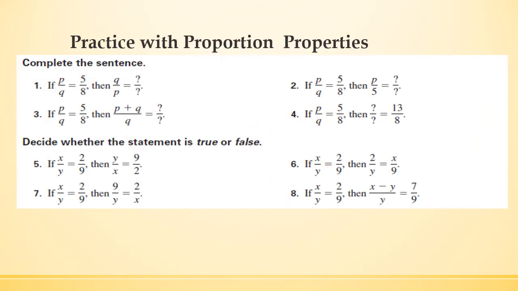Go ahead and do these 8 questions. On questions 1 through 4, you were just filling in what goes in the question marks. And 5 through 8, you're telling if it's true or false. Now remember, to be a true statement, if you cross multiply, it should be the same thing. So when it says on number 5, if x over y equals 2 over 9, then y over x equals 9 over 2. If you cross multiply and they're still the same thing, then it's a true statement. If not, it's false. Okay, so just keep in mind things that we've talked about in here.